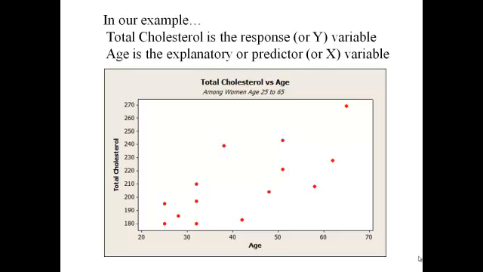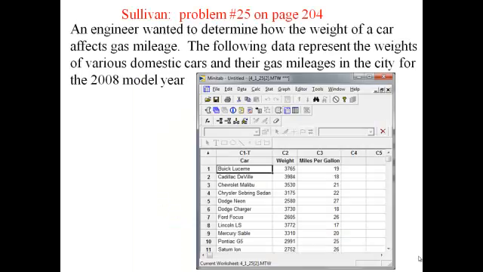Now, this would be a good time to stop and try an exercise. Let's pull up Sullivan, problem number 25 from page 204. The problem is that an engineer wants to determine how the weight of a car affects gas mileage. The following data represent the weights of various domestic cars and their gas mileages in the city for the 2008 model year. We've got 11 observations, 11 cars. It's bivariate data because we've got two different measurements on each car: its weight and its miles per gallon.